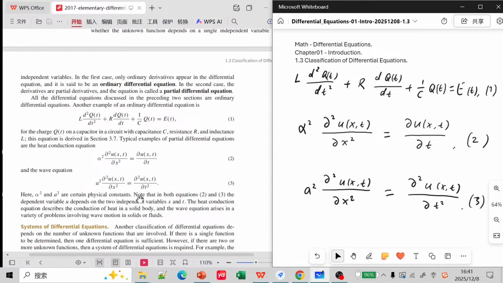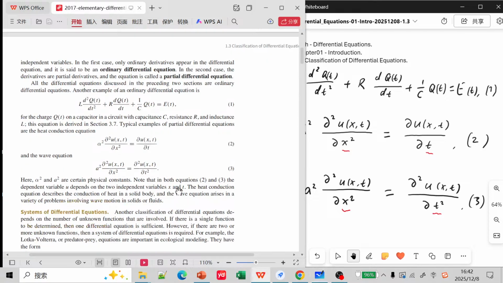Note that in both equations 2 and 3, the dependent variable u depends on two independent variables, x and t. Here is x, here is t. The heat conduction equation describes the conduction of heat in a solid body, and the wave equation arises in a variety of problems involving wave motion in solids or fluids.